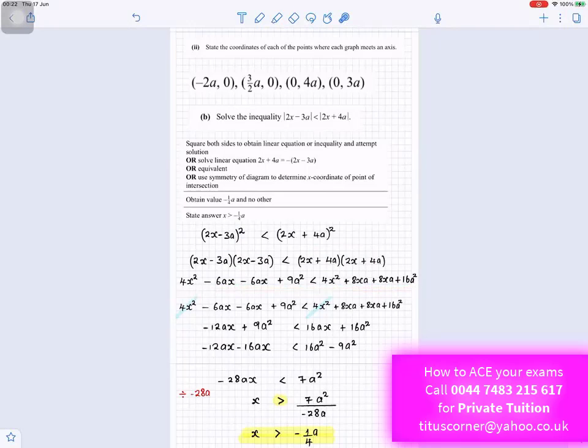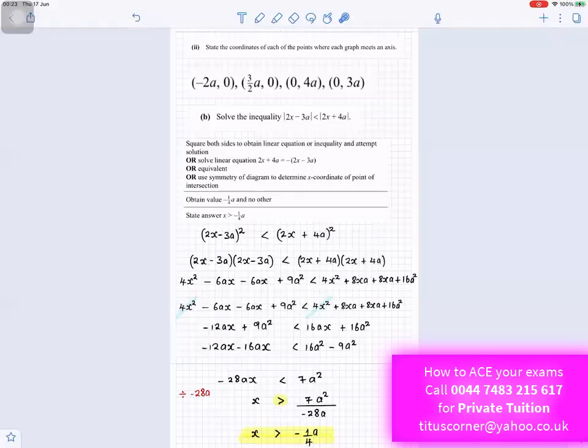Now you have to be very, very careful so that you don't make a mistake. 4x squared minus 4x squared would be 0, so that would disappear. Minus 6 minus 6 will be minus 12. And then you have 9a squared. And then 8 plus 8 is 16. That gives 16ax plus 16a squared.